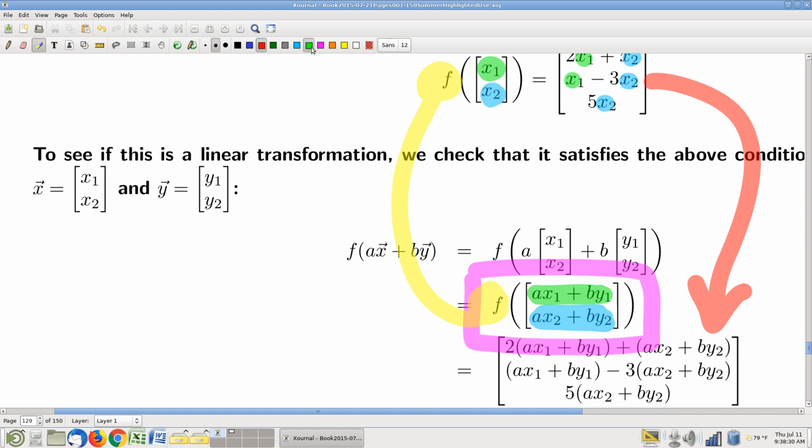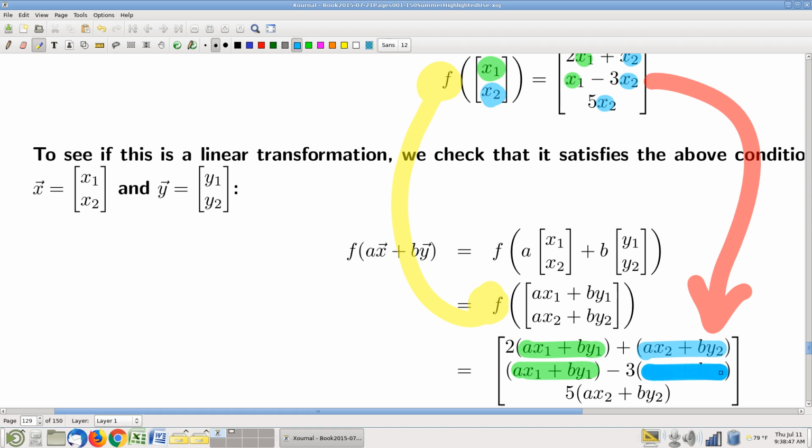Okay, so 2x1 plus x2, x1 minus 3x2, and then 5x2. You can see all I did here is I plugged in to the function f. I still haven't really done anything. I'm just computing what I've been given to start with. Computing that input. Okay.